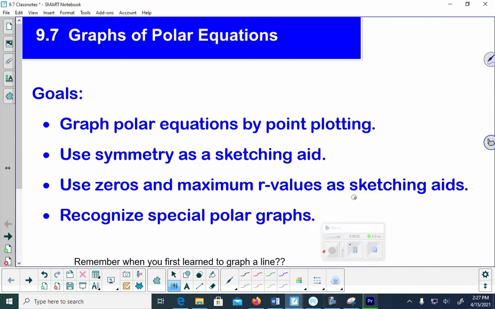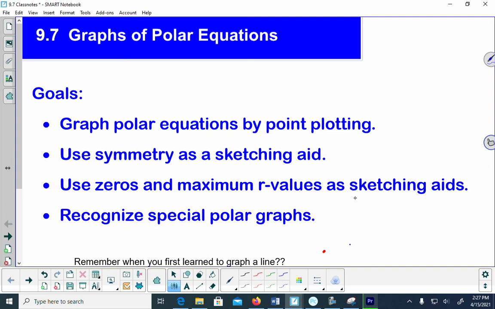Hello, this is Mrs. Ward, and I am going to go over section 9.7, graphs of polar equations. What we're going to do in this section is graph polar equations by plotting points. We're going to use symmetry as an aid to sketching the graph. We're going to use zeros and maximum R values to sketch our graph. And then we're going to recognize some special polar graphs.